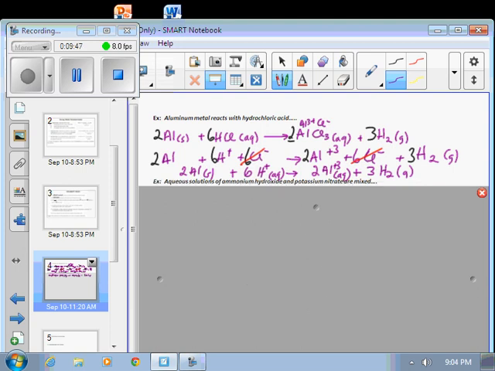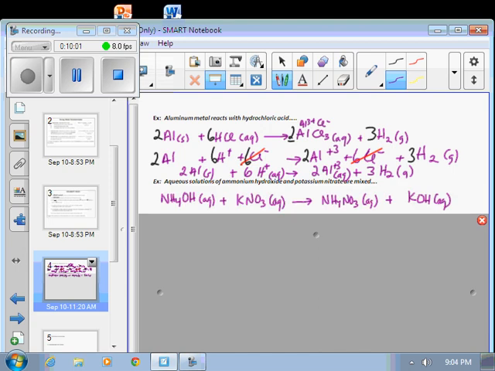All right, well, I want you guys to do the same thing for this one. Go ahead and write out the products and the reactants, okay? See if you can figure out what reaction type it is. All right, so I'm going to pause. You do that. All right, hopefully this is what you got. So ammonium hydroxide, potassium nitrate, aqueous, aqueous, ammonium nitrate, potassium hydroxide.